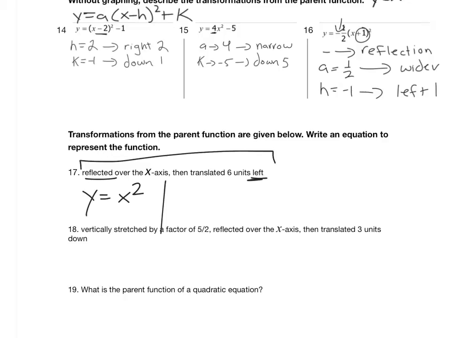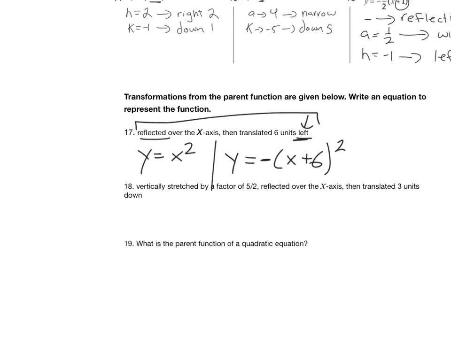So first of all, we have a reflection. So that means we're going to have y equals, and we know we're going to have a negative. The negative is what's going to cause a reflection along the x-axis. Then we have a change in the horizontal, which is controlled by the h value. So that would mean it's going to be x. And because we're going to the left, remember h is opposite. So because we're going to the left, that means it's going to be plus. Now how many units are we moving to the left? 6. And that's squared.